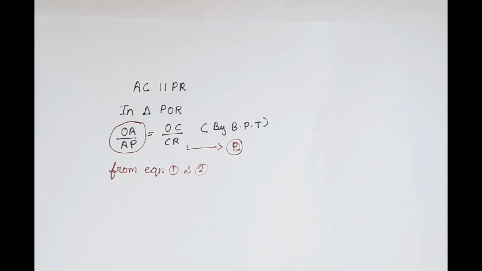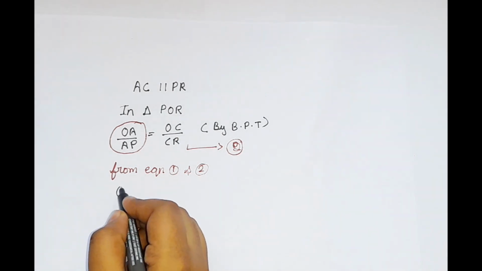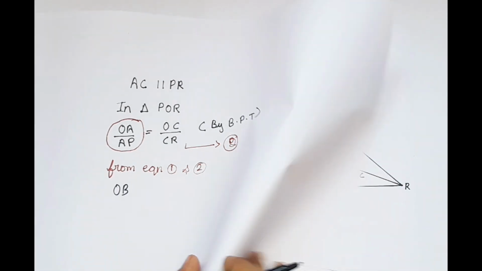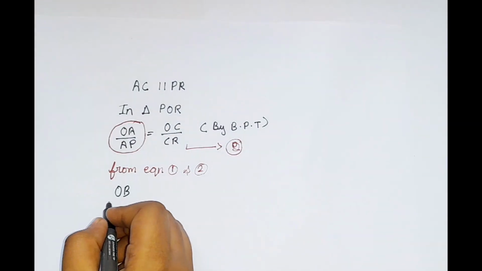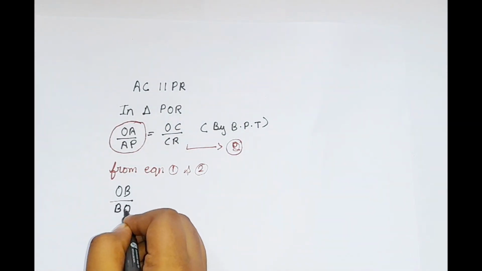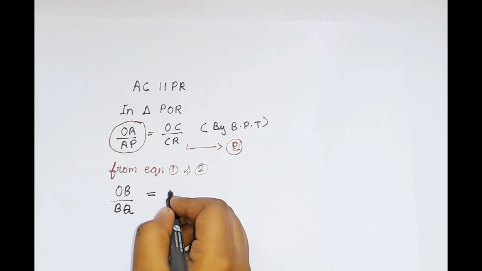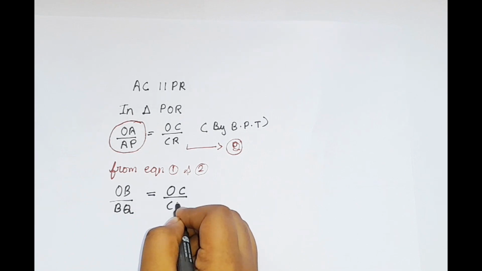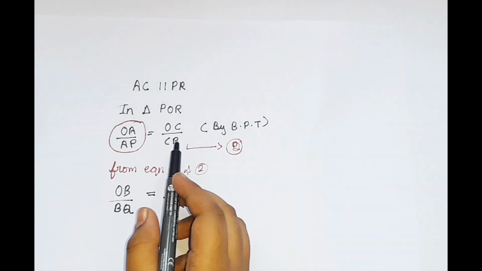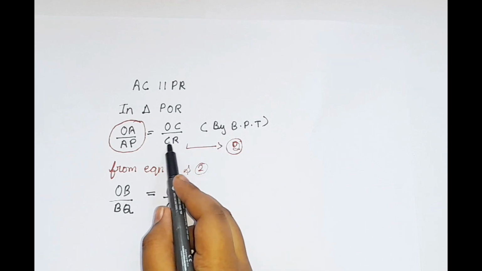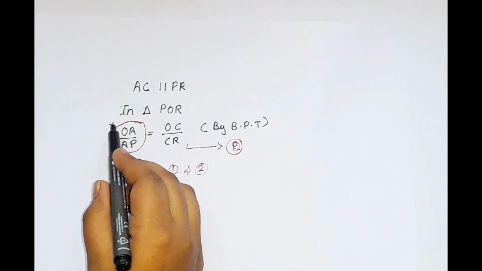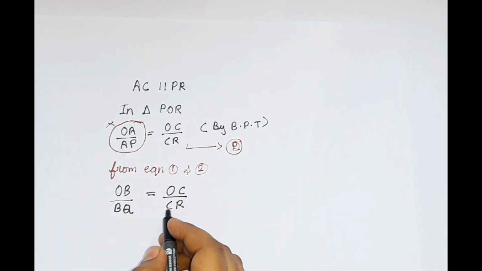So from equation number 1 we have OB by BQ. So OB by BQ is equal to OC by CR. Where is OC by CR? Here in equation number 2 we have OC by CR. I just ignored this one. So now finally I got a value.